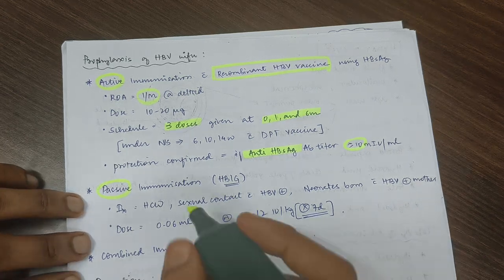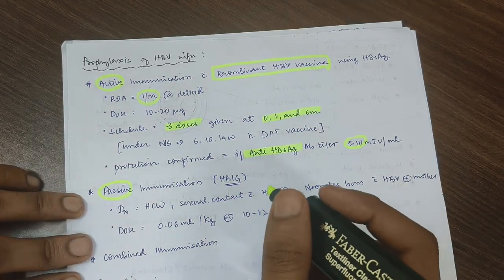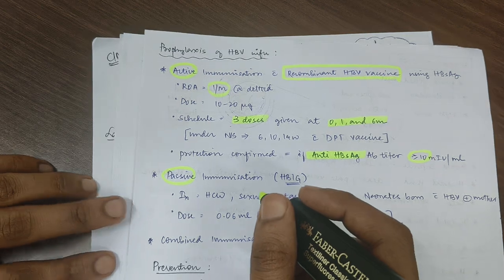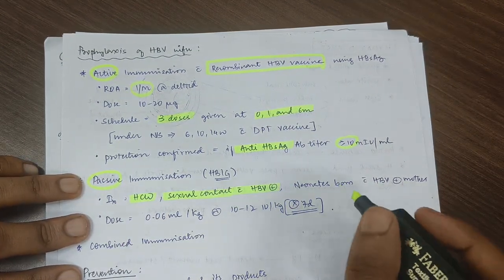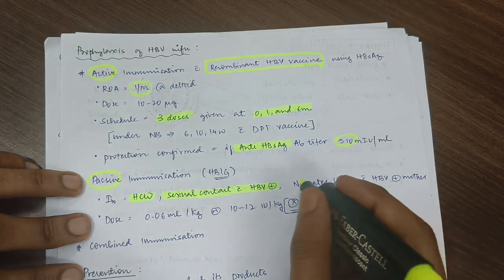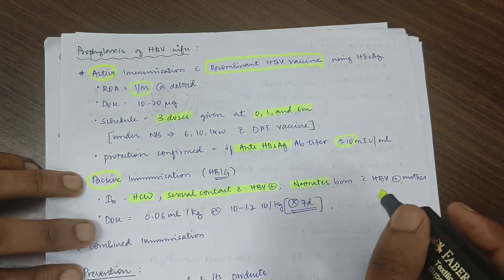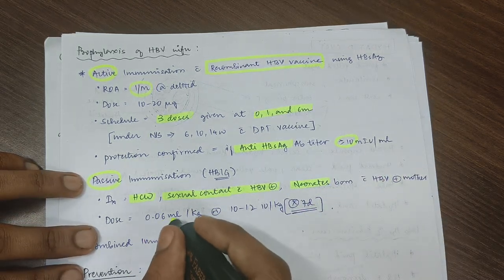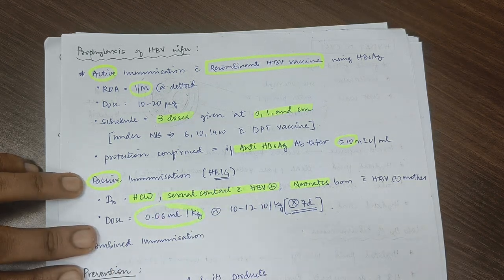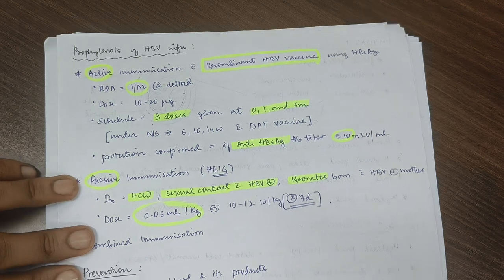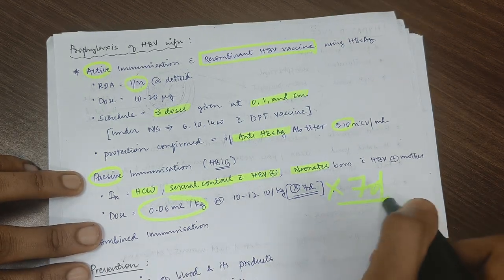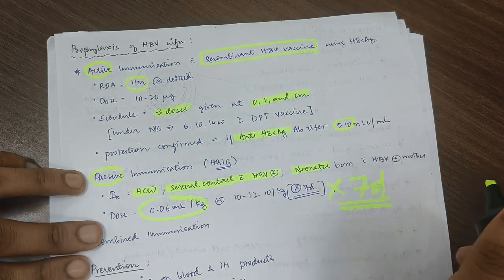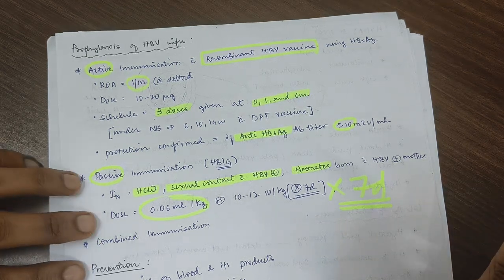Coming to passive immunization, you are going to give immunoglobulins. What are the indications? Healthcare workers, sexual contact with an HBV positive patient, and neonates born to mothers positive for HBV. You can give 0.06 ml per kg, or 10 to 12 international units per kg. Not after 7 days, remember. You should never give it after 7 days, it is not useful.